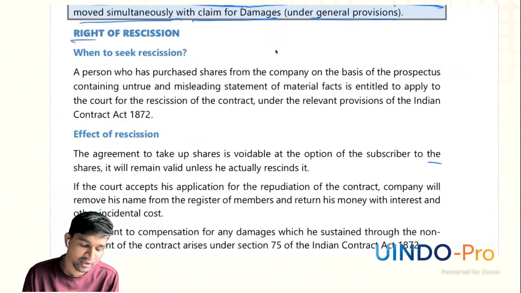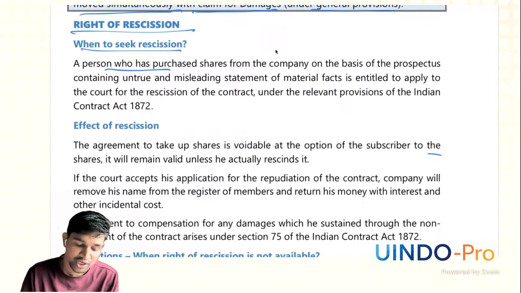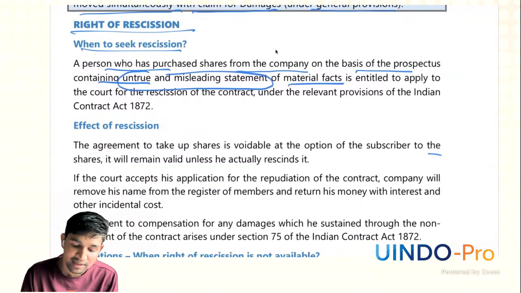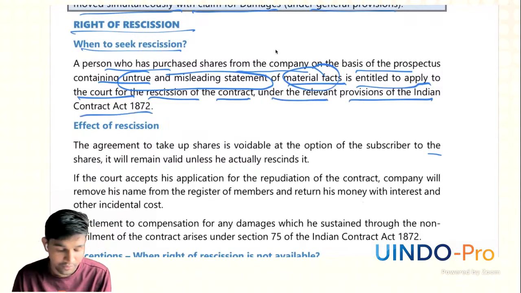Right of rescission. When to seek rescission? A person who has purchased shares from the company on the basis of a prospectus containing an untrue and misleading statement of material facts is entitled to apply to the court for the rescission of the contract under the relevant provisions of the Indian Contract Act 1872.